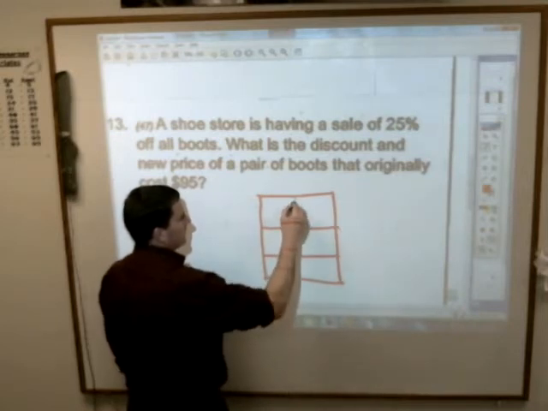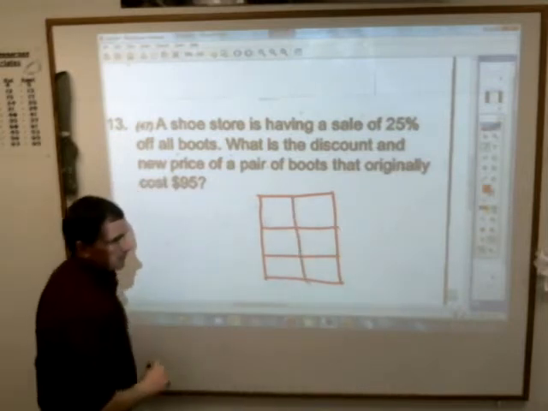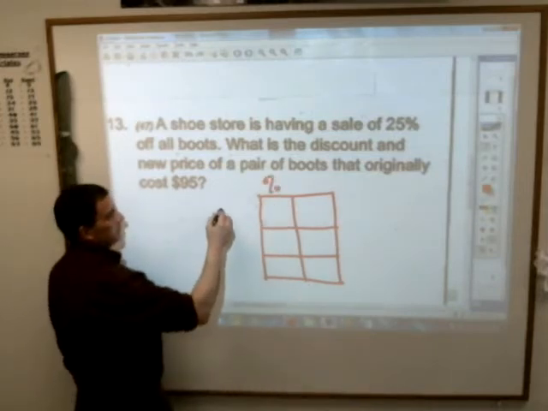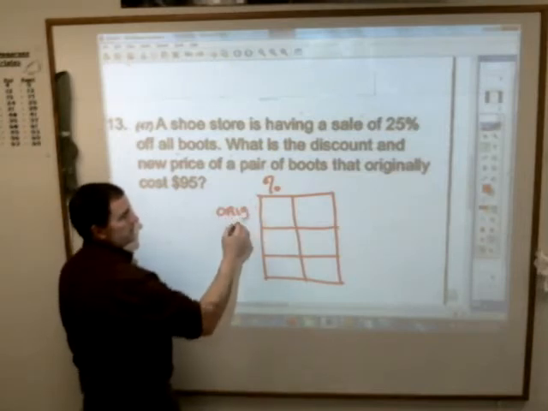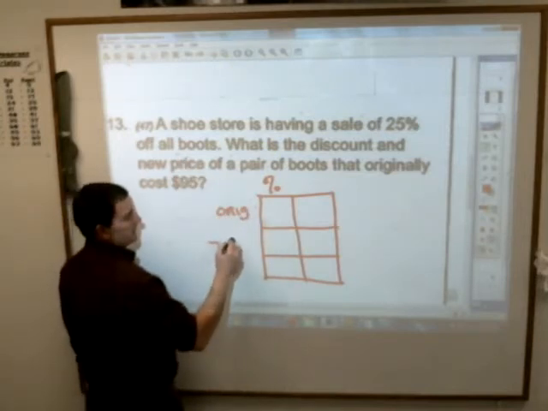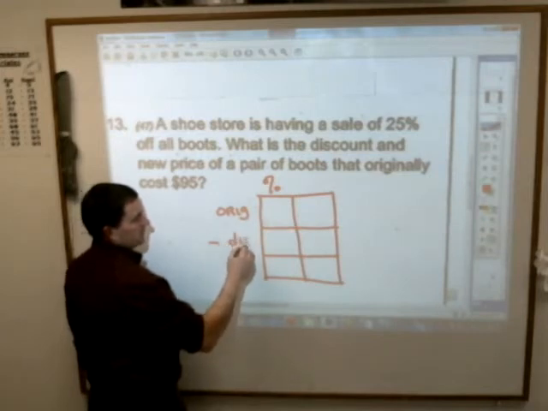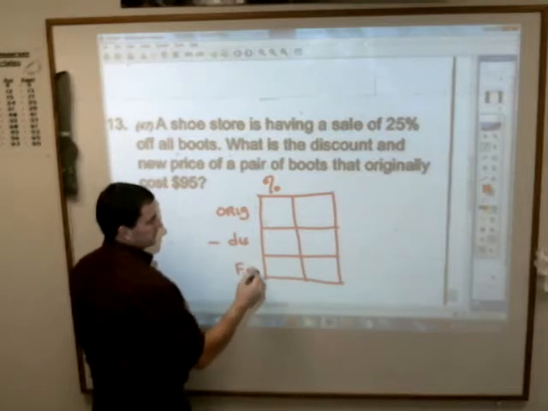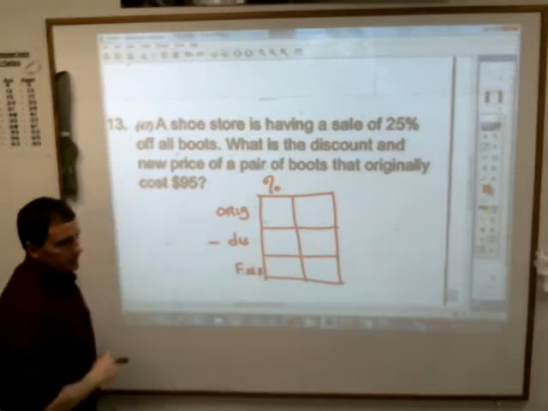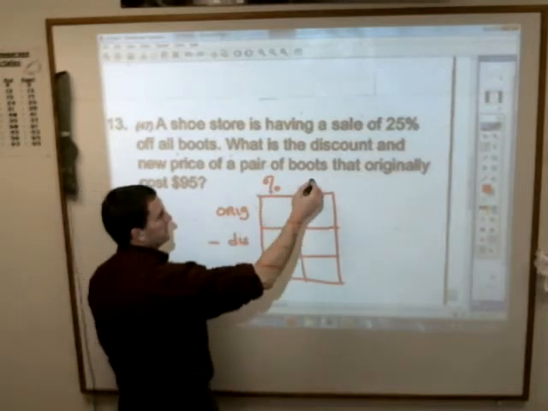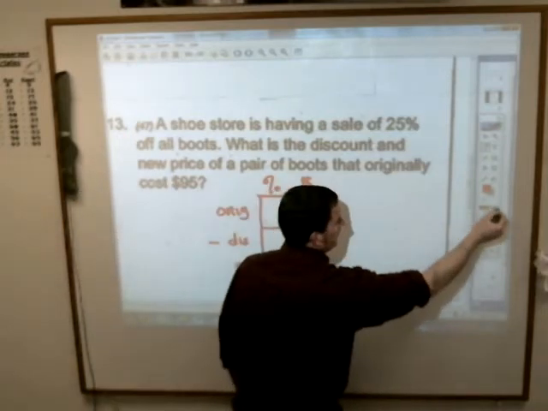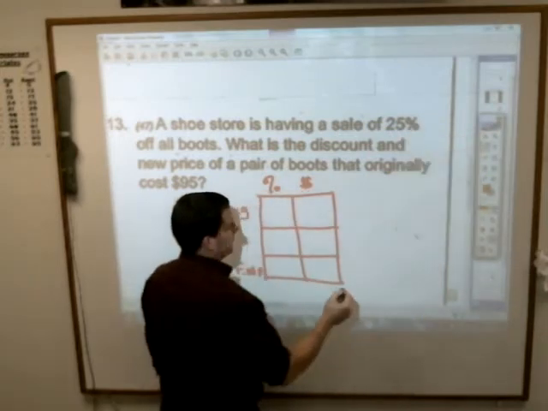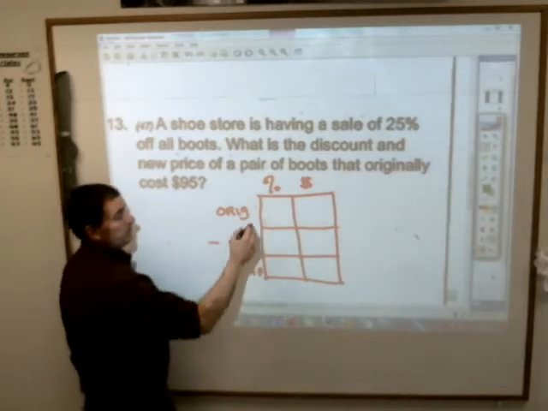If you're talking about a discount or a markup, when you do your percent box or ratio box, you start with the original price. This is a sale price, so it's minus the discount. And the bottom one is what you finally pay, your final price. That's what I would do. This is percents and this is the actual dollar numbers here. Let's go green. Original price is always 100%.